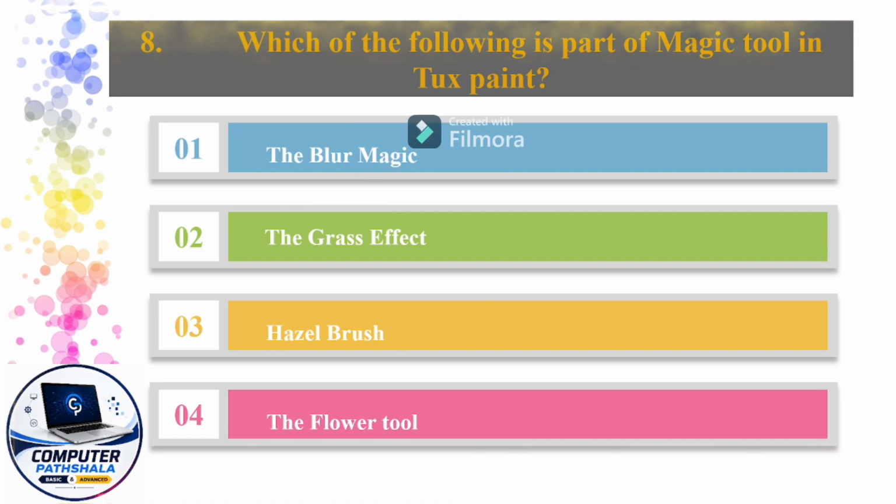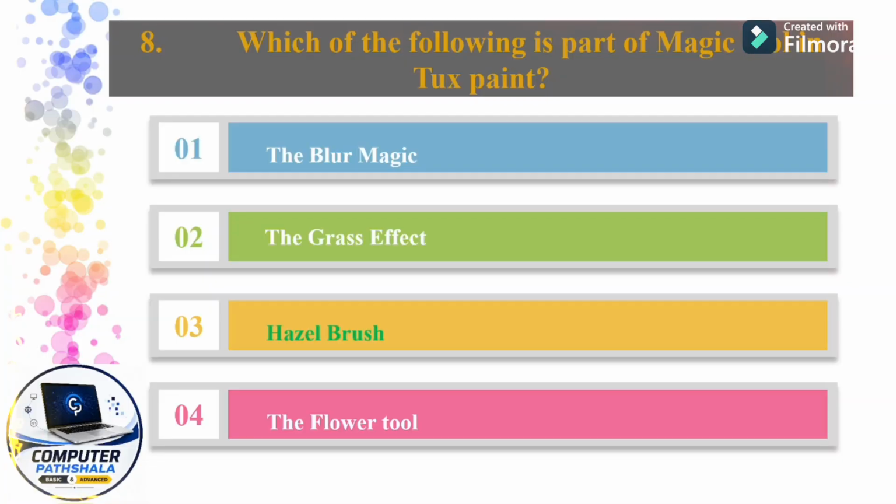Next, which of the following is a part of Magic tool? The blur magic, the grass effect, hazel brush, and the flower tool. Your 5-second timer starts now. The correct answer is hazel brush. Hazel brush is one of the special effects available inside the magic tool.